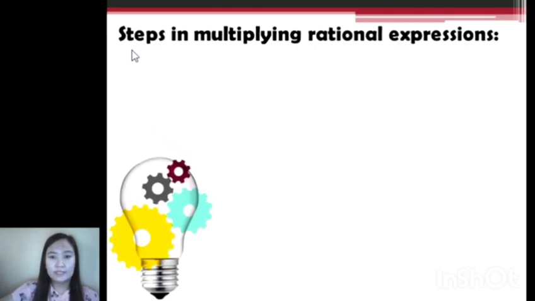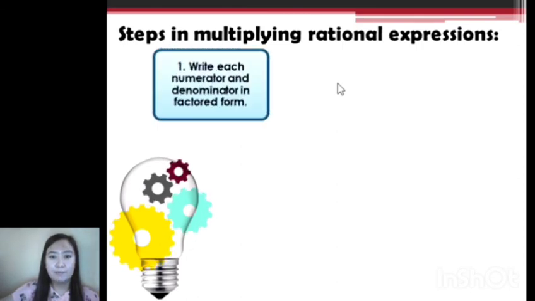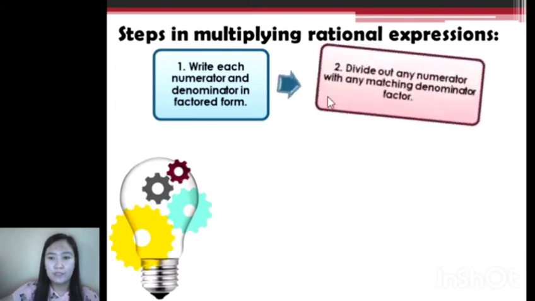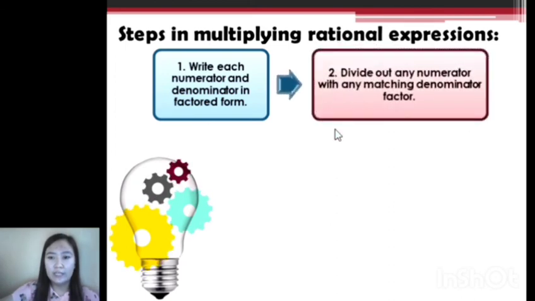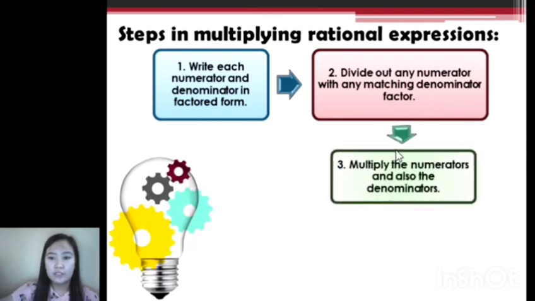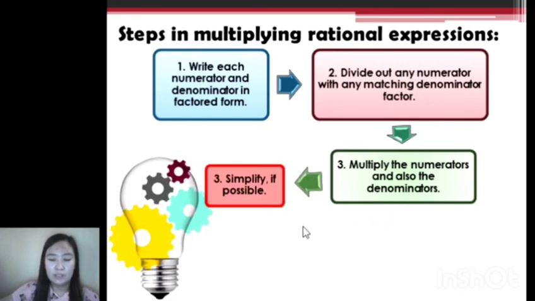Let us recall the steps in multiplying rational expressions. First step, write each numerator and denominator in factored form. Second, divide out any numerator with any matching denominator factor. Third, multiply the numerators and also the denominators. And the last one is to simplify your answer if possible.